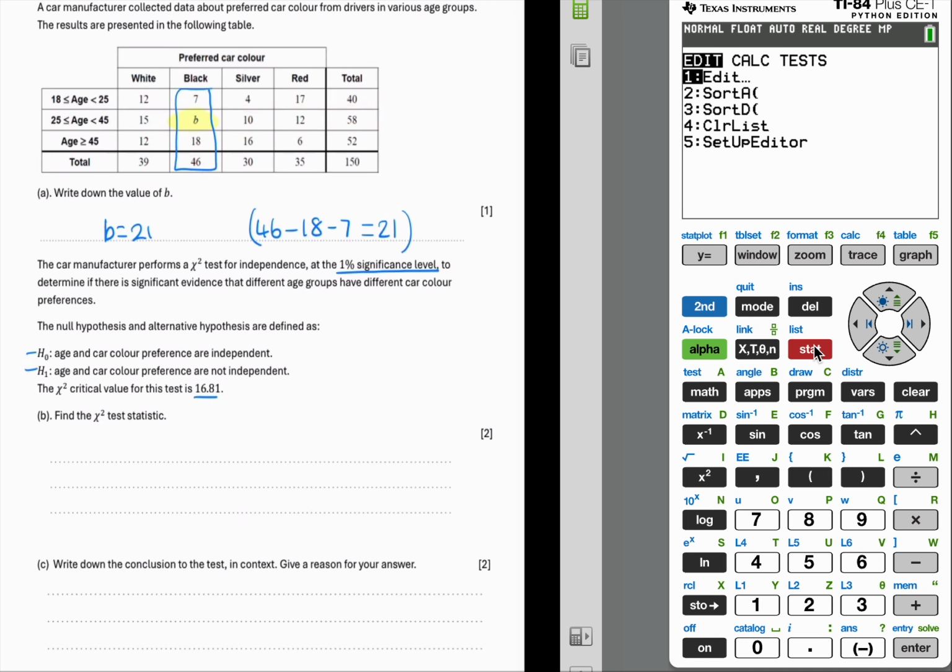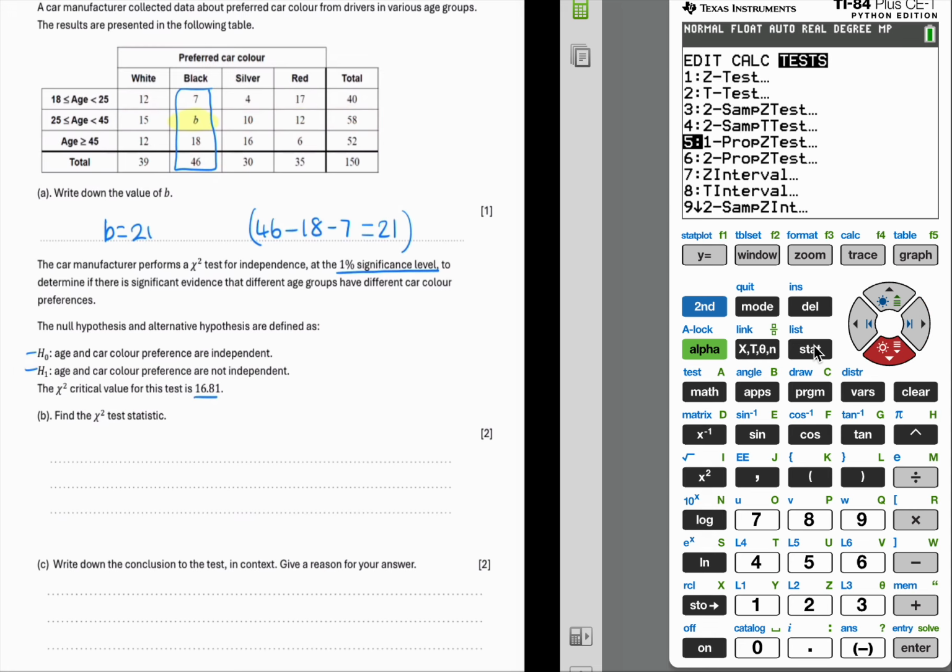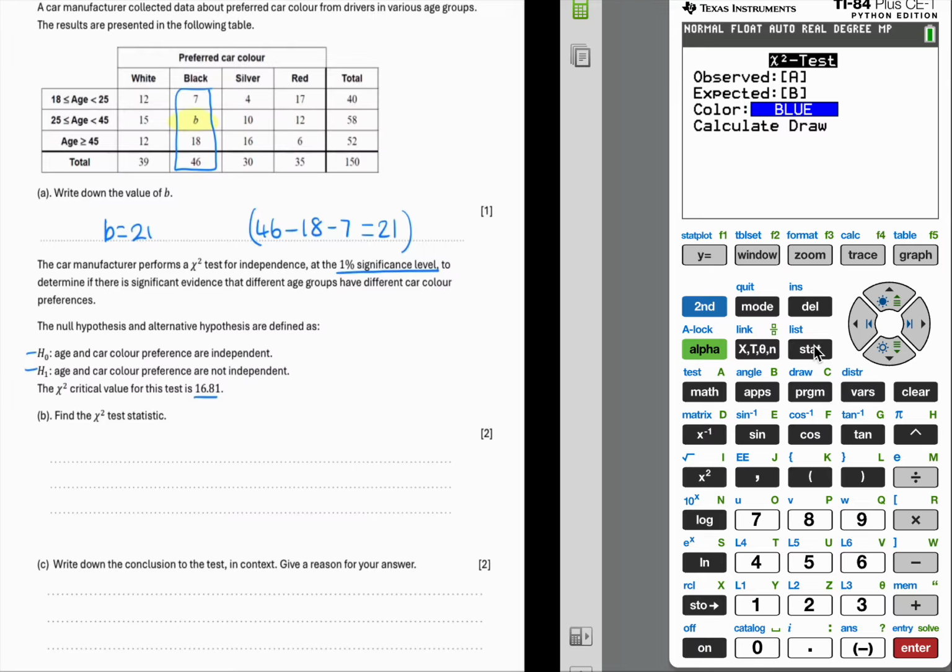Once we have that, we can go to the statistics, and we're going to go across to tests, and we want to complete a chi-squared test. The observed matrix is matrix A that I just typed it into. We can ignore this part, but it does give us the expected values. So if we needed to find one, we can actually bring it up on that matrix, and then we're going to calculate. And we can see there that we have a chi-squared statistic, which is 18.3 to 3 significant figures.